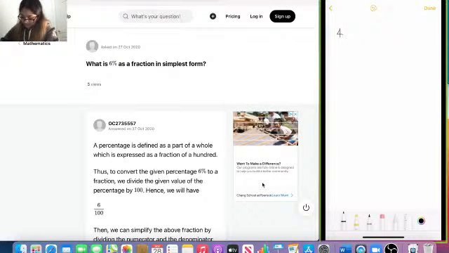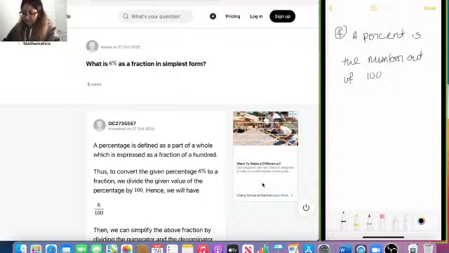Okay, so our next question says, what is 6% as a fraction in simplest form? A percentage is defined as a part of a whole which is expressed as a fraction of 100. So basically a percent is the number out of 100. So 6%, you can write this as 6 out of 100.